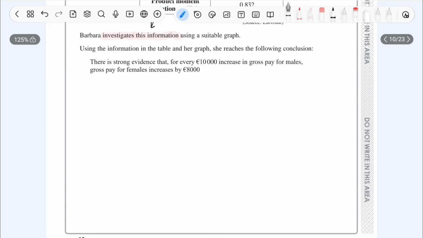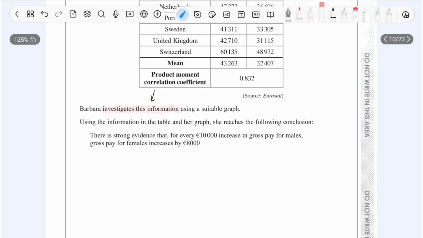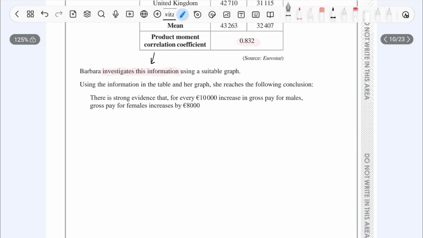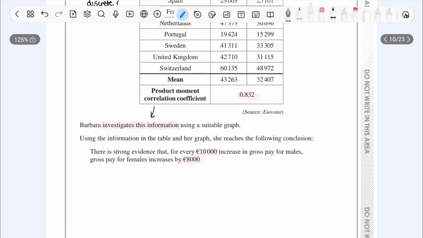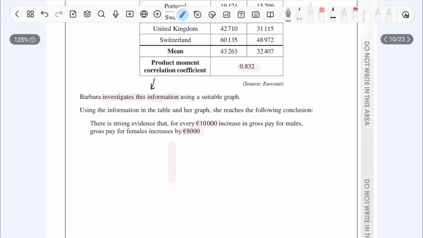So what's the gradient here? You need to be careful not to mix it up with this product moment correlation coefficient. Although it might seem similar, it's actually going to be that for every 10,000 increase in males' pay, 8,000 increase in female pay. Now, before we move on to the gradient, we're going to have to identify which axis is for the males and which axis is for the females.